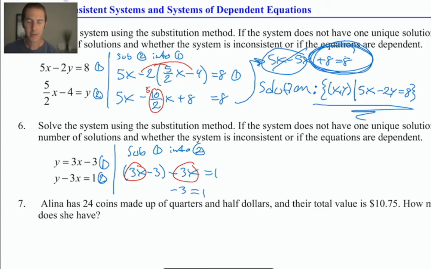And this kind of a statement always makes me a little bit nervous, because either I'm on the right track and there's no solution to this problem, or I made an arithmetic mistake. In this case, we're on the right track. This problem is meant to illustrate that there is no solution.